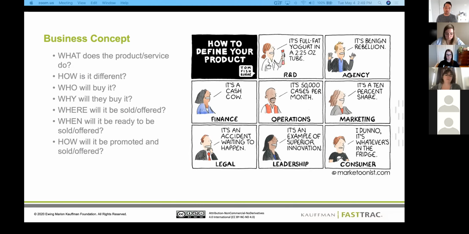And a clear business concept will also enable you to succinctly describe the precise nature of your company to everyone who might be a stakeholder, okay? And it is an essential skill for a successful entrepreneur.